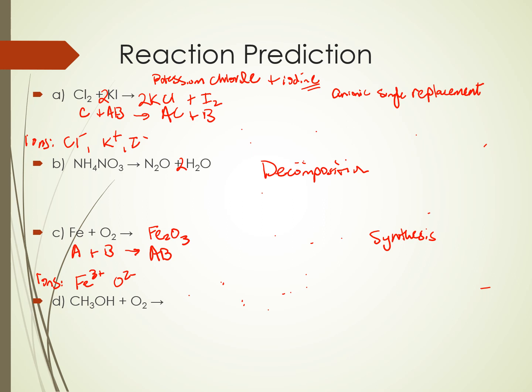So in this case, 2 and 3 for my oxygen atoms. I need to multiply this by 2 and this by 3. That gives me 4 irons. So I'm going to have a 4 for the coefficient here.